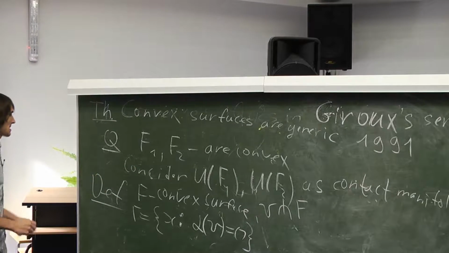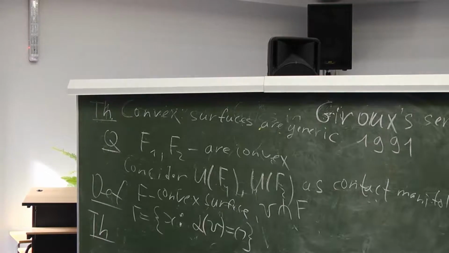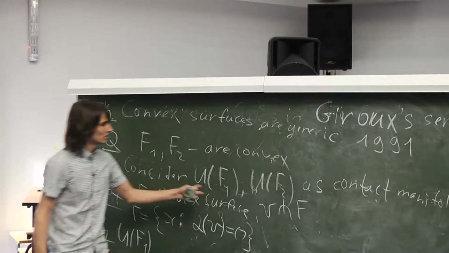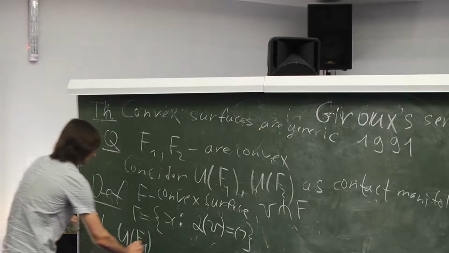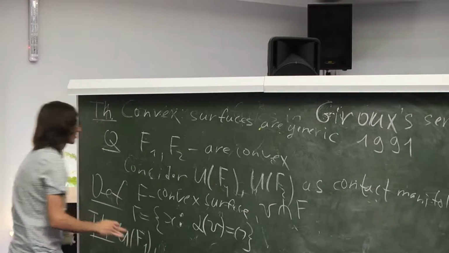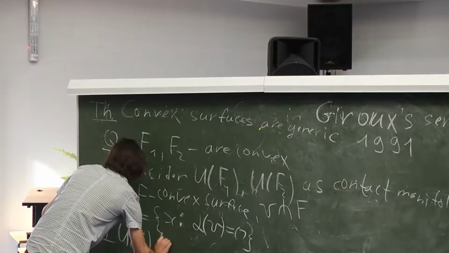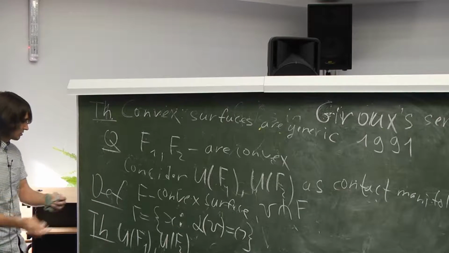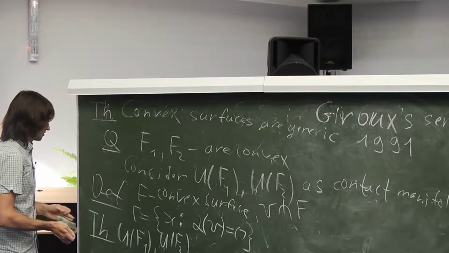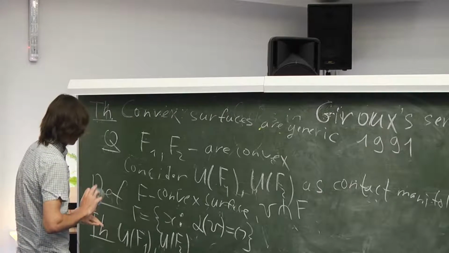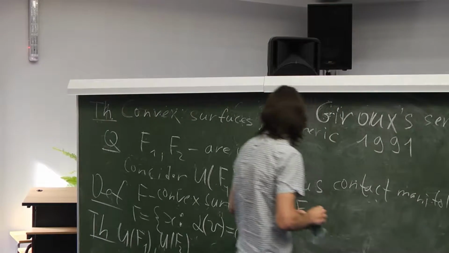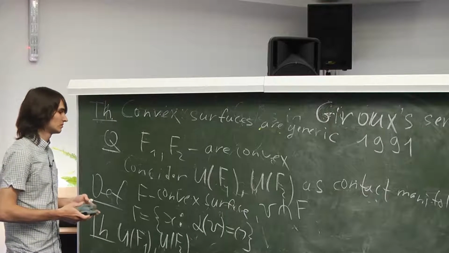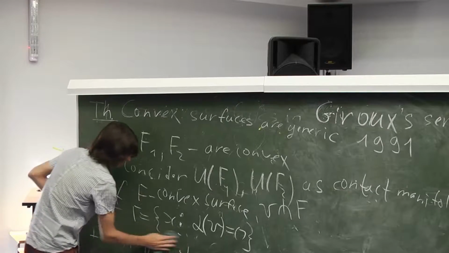Then theorem of Giroux that neighborhoods of two convex surfaces are contactomorphic if and only if there is a homomorphism between surfaces which... okay.